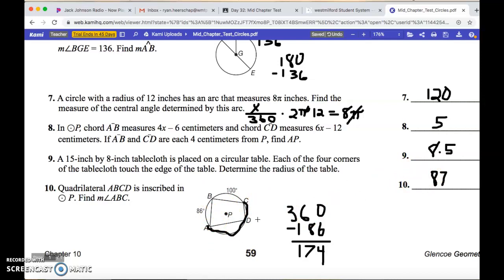Hope this helps. Next week, we're going through more circle work. Really, we're going to finish up the chapter in the next 2 weeks. And at the end of that second week, we're looking at a chapter test.